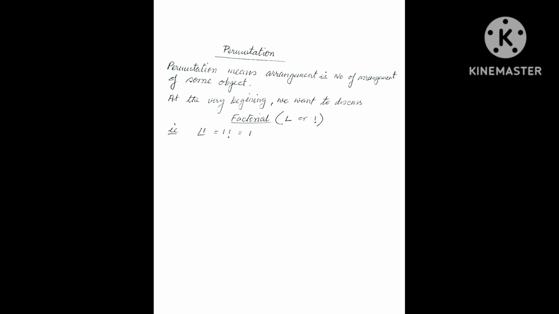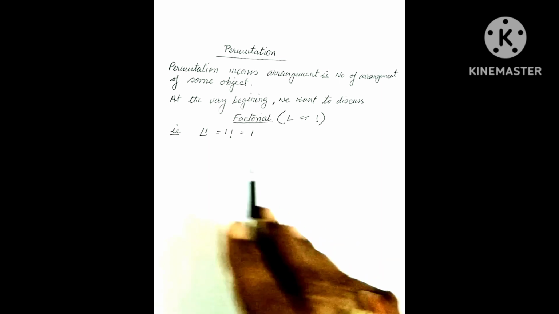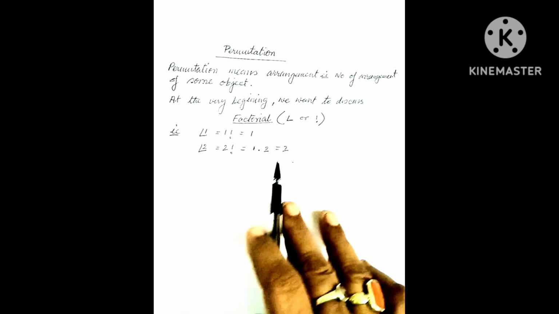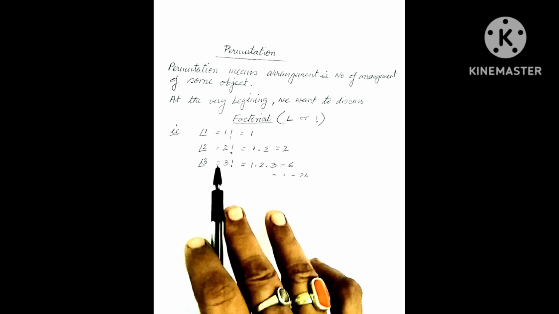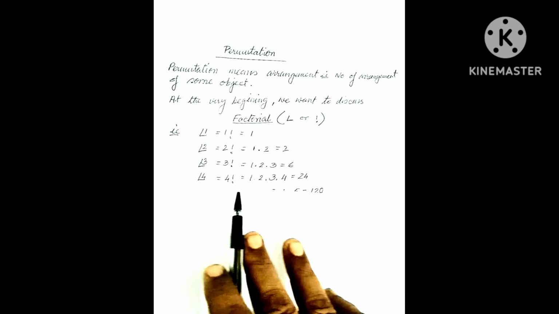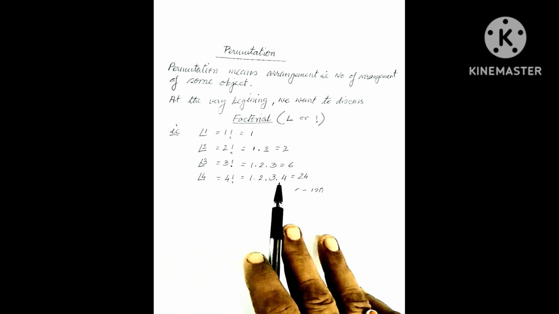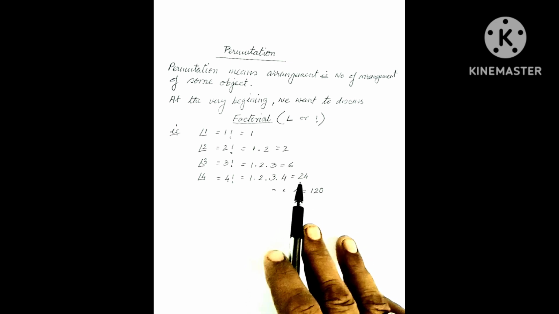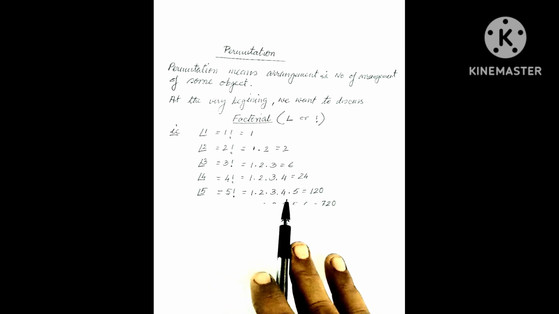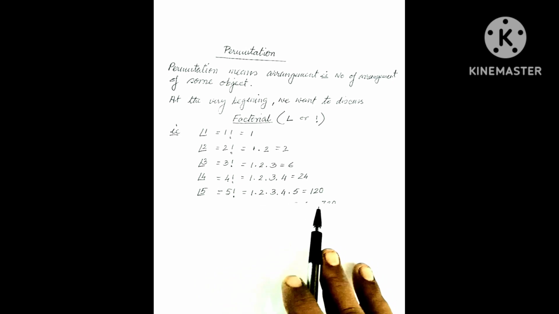Factorial means continuous multiplication or product of ever decreasing numbers. That is, factorial 1 is 1, factorial 2 is 1 into 2 is equal to 2, factorial 3 means 3 into 2 into 1, that is 1 into 2 into 3 is equal to 6. Factorial 4, 1 into 2 into 3 into 4 is equal to 24. Factorial 5 is equal to 1 into 2 into 3 into 4 into 5 equal to 120.